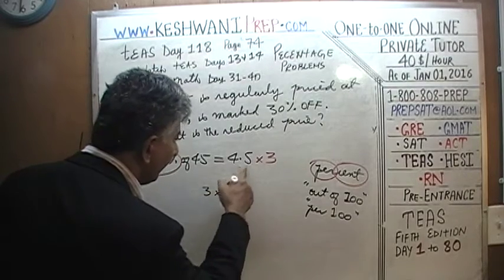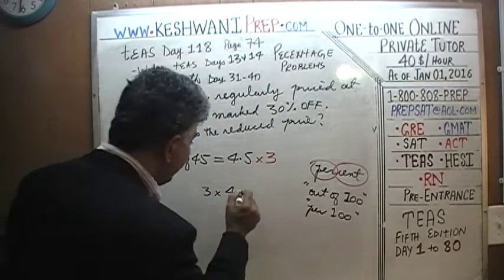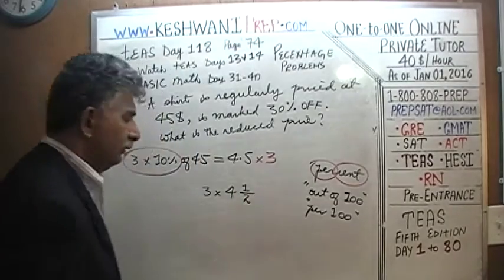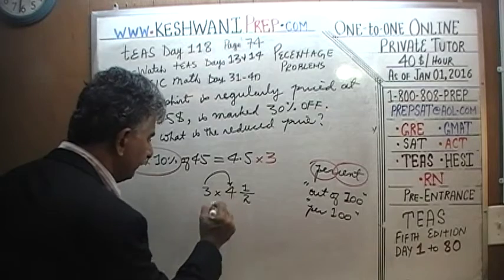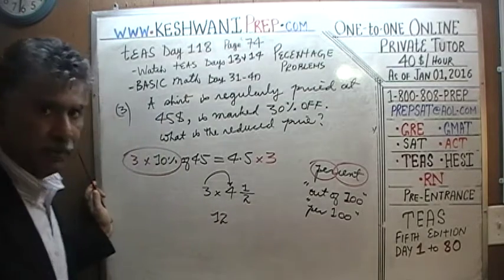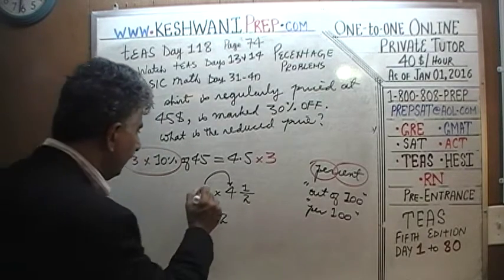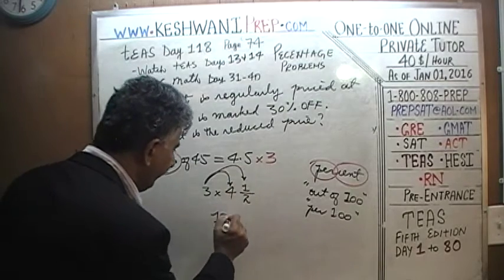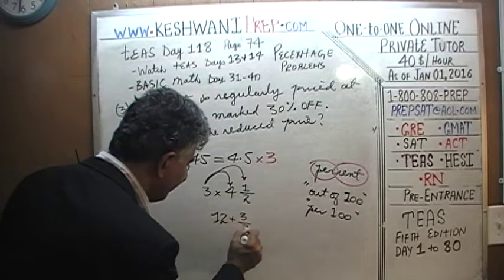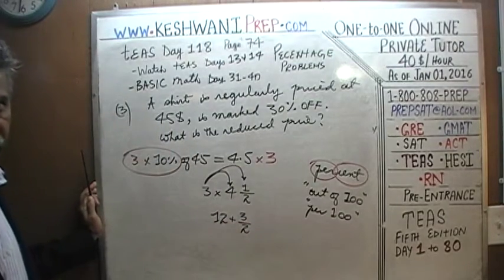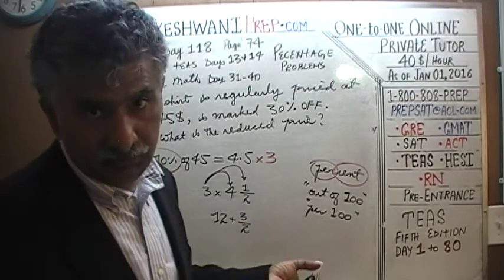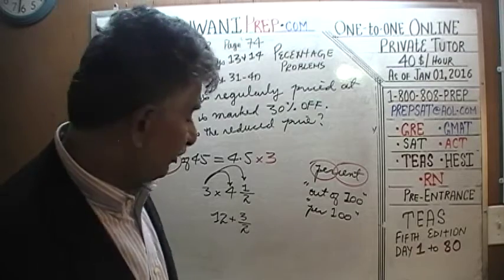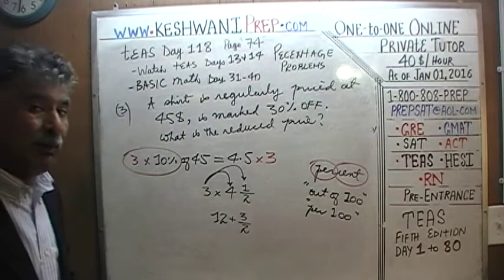3 times 4.5. Don't write 4.5 as 4.5. Write that as 4 and a half. Watch what happens. 3 times 4 is 12. You agree? 3 times 4 is 12. And 3 times half is 3/2. That's why it's called 3/2. 1/2, 2/2, 3/2. 3/2 is 3/2. 3 times half is 3/2, which is 1 1/2.